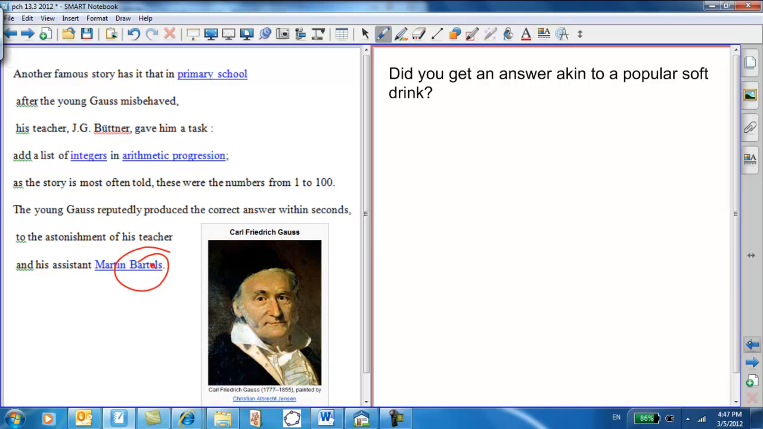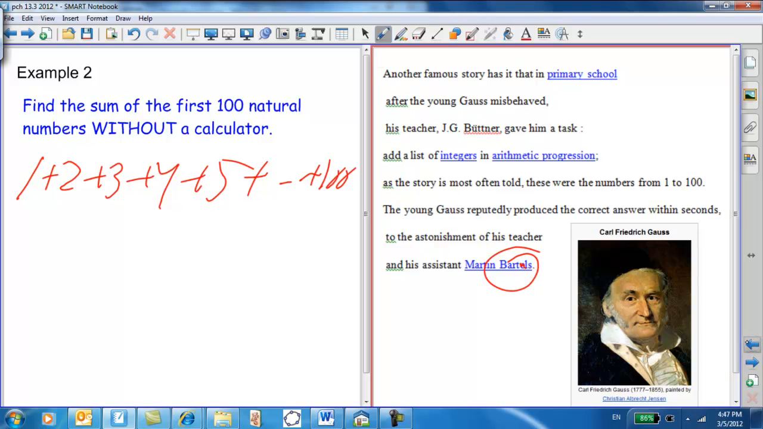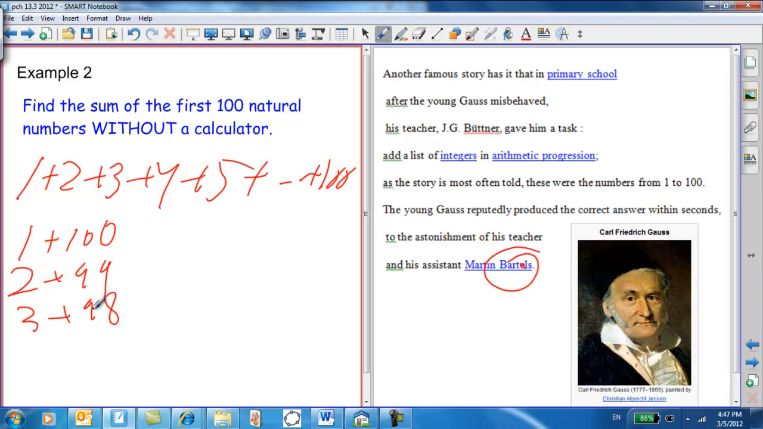Okay, here's how you do it then. You pair up the numbers: 1 with 100, 2 with 99, 3 with 98, 4 with 97. By that clever pairing, we're going to get down to 50 and 51. So we're going to have 50 pairs, and each pair is 101 per pair.